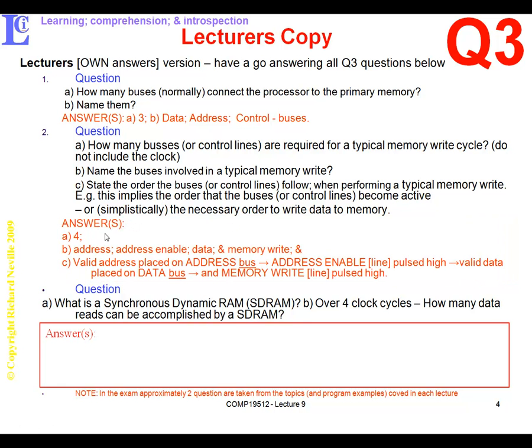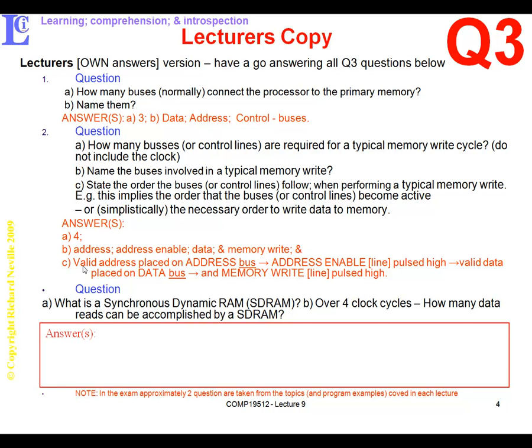So in the case of a write, there are 4 different buses that are used, be they multiple line buses or single line buses. So let's name them for part B. There's the address bus, there's the address enable control line, there's the data bus, and there's the memory write control line. So what sequence would these follow then?